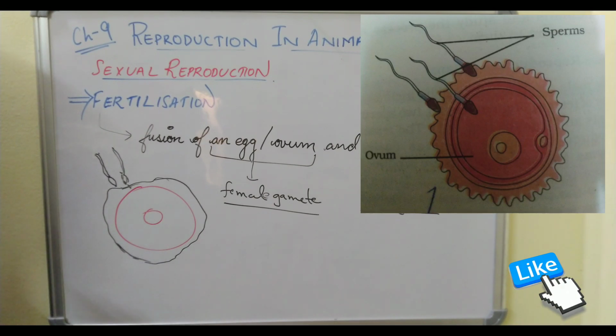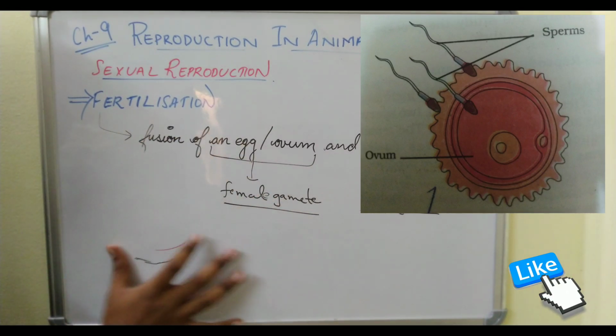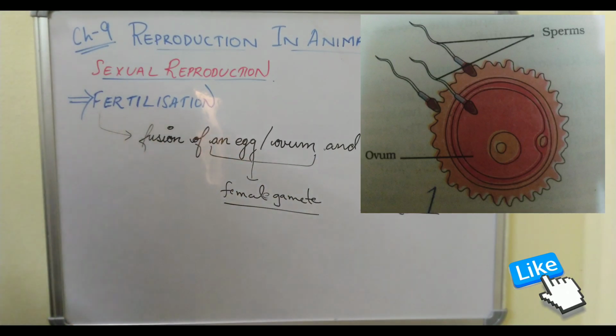So that is the basic idea. Other sperms will not be able to undergo the process called fertilization. We'll be discussing this in later classes in biology. The basic idea is that fertilization means fusion of an egg or ovum and a sperm.